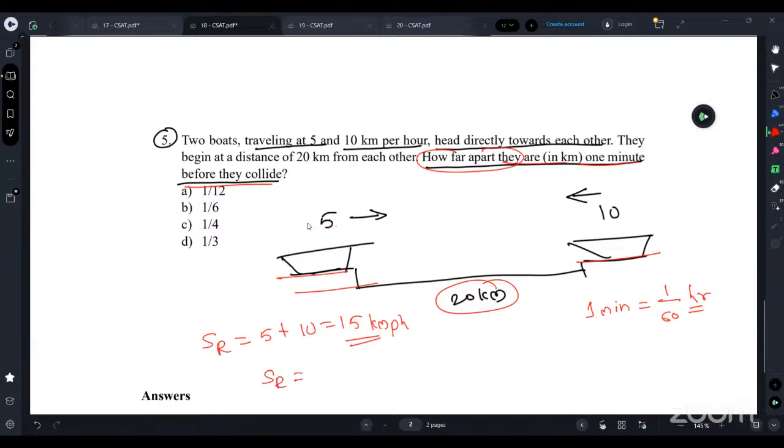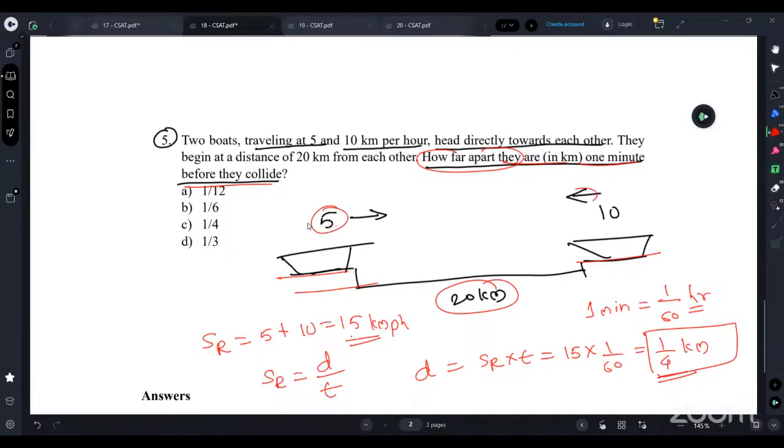Relative speed will be basically distance upon time. So we have to find distance as relative speed into time, right? So speed is 15 km per hour and time is 1 by 60 hour. So if you solve this, it will be basically 1 by 4 kilometer, right? So in the last 1 minute before they collide, what distance will they be covering? 1 by 4 kilometer, right? Because their relative speed we know now. Option C, right? Easy question this was.